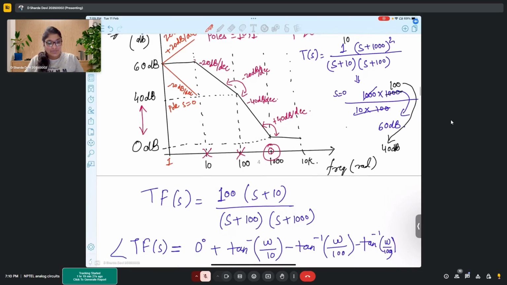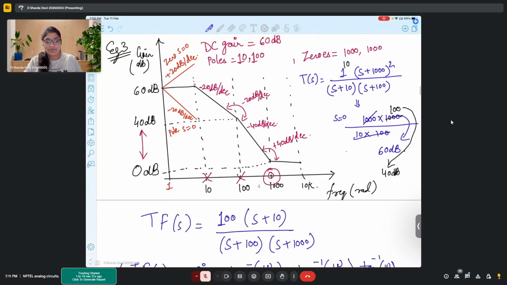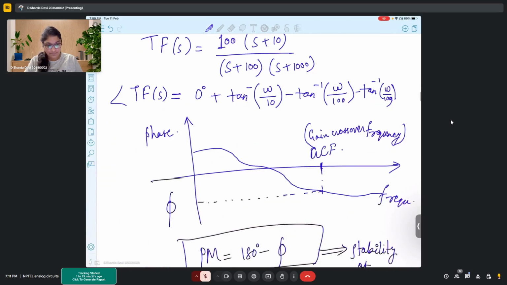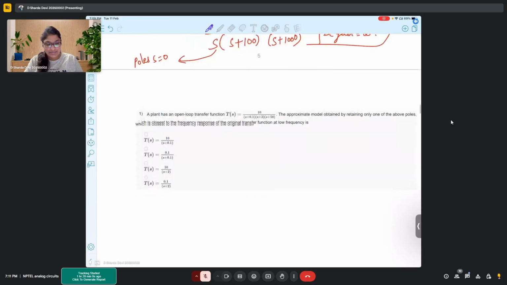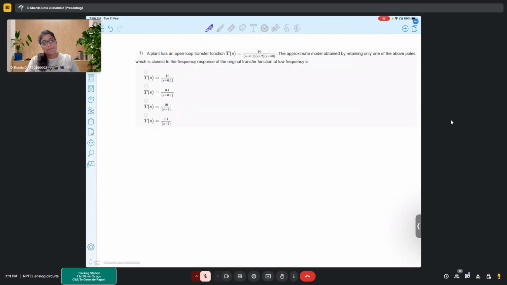Okay. So I hope Bode plots are clear, like how to plot them and how to extract information from them. We also did this example where the plot was given and you had to write the transfer function. So all these things are clear. Any doubts in the Bode plots? Is this clear to everyone? Okay. So with this, now let's start with today's problems.